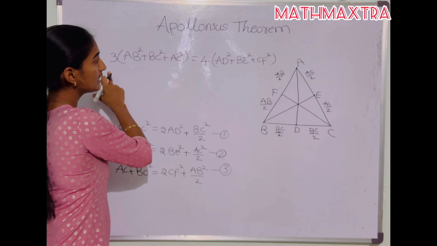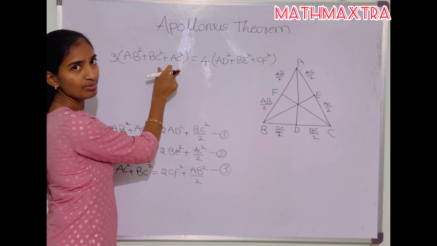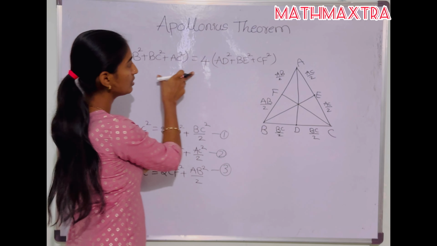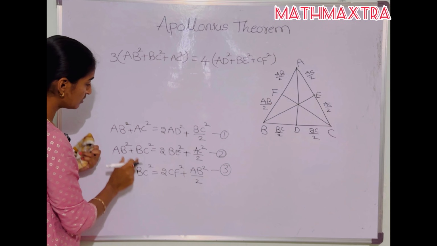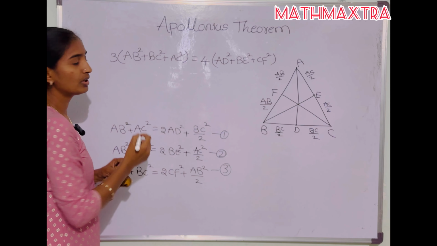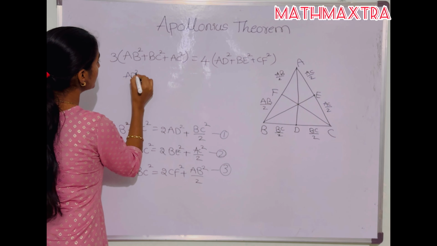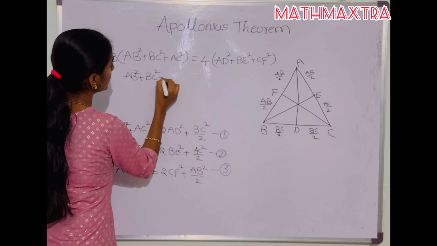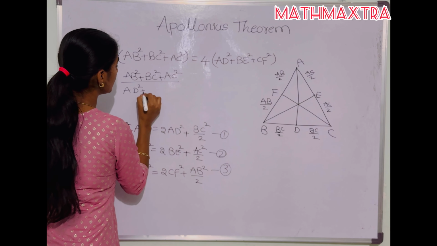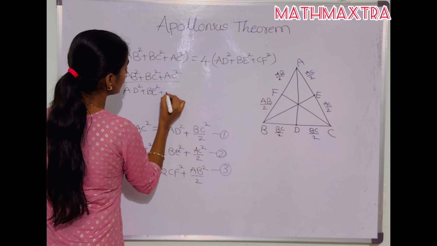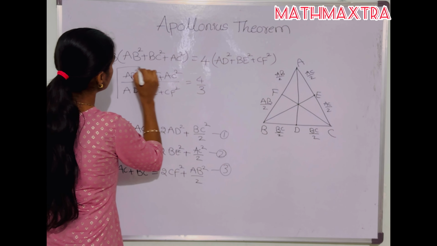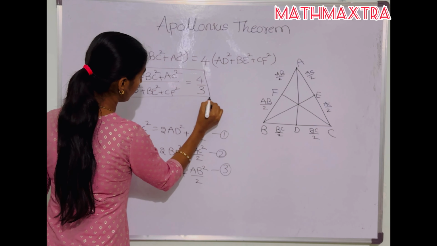So what is the relation? 3 times AB square plus BC square plus AC square is always equal to 4 times AD square plus BE square plus CF square. So you can get this from these three. You add up all the left side terms and all the right side terms and simplify. You will get this. So what is the ratio of the sum of the squares of the sides divided by the sum of the squares of the medians? It is equal to 4 by 3. So this relation is very important while solving problems.